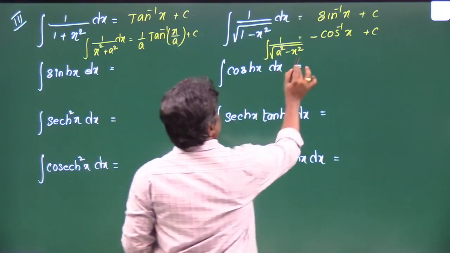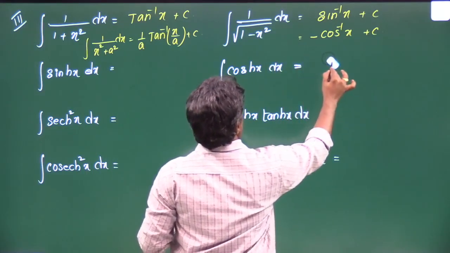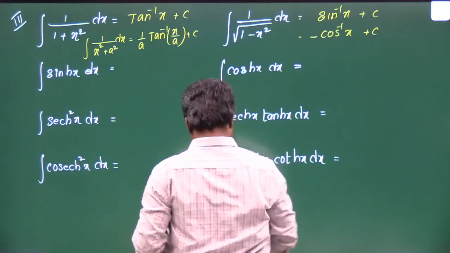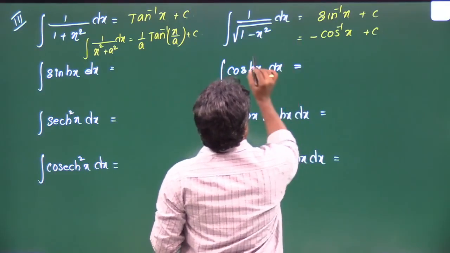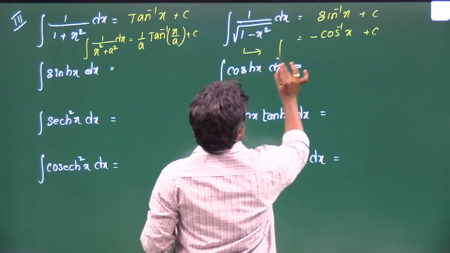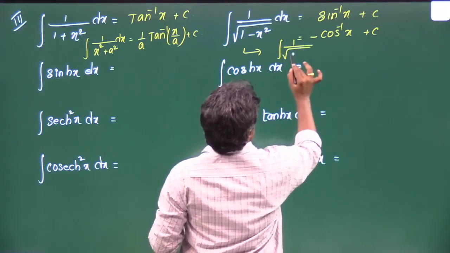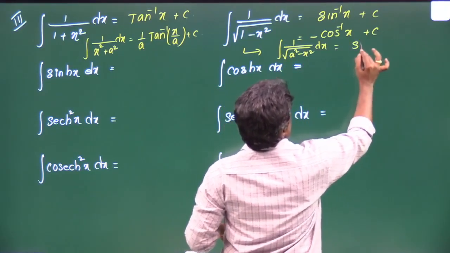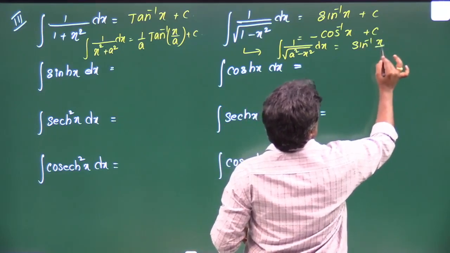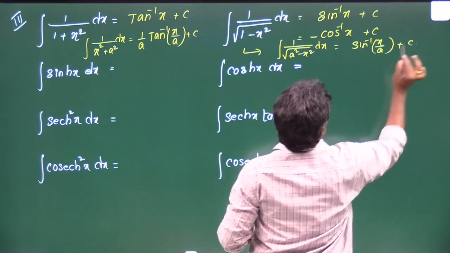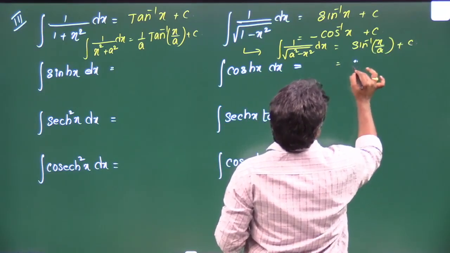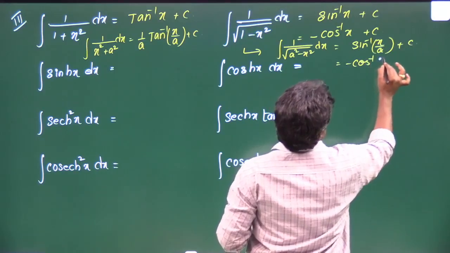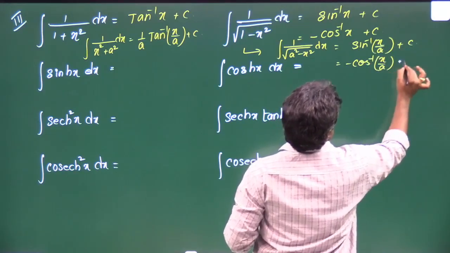So let me write one more time. Here if you have integral 1 over under root a square minus x square dx, this can be written as sine inverse x by a plus c, and this is minus cos inverse x by a plus c.